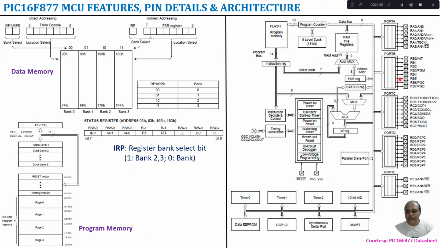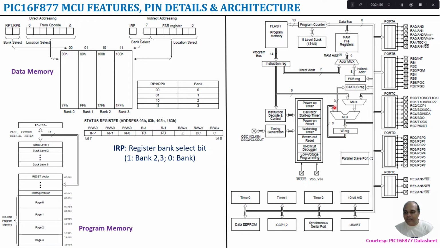Now let us discuss the architecture of your PIC16F877. On the right side, I show the architecture of the PIC16F877, which I have taken from the data sheet of the microcontroller. Here I have the ALU, which is the heart of your microcontroller, an arithmetic and logical unit. It can do arithmetic and logical operations on 8-bit data. It gets data from a W register. The W register is also called a working register.